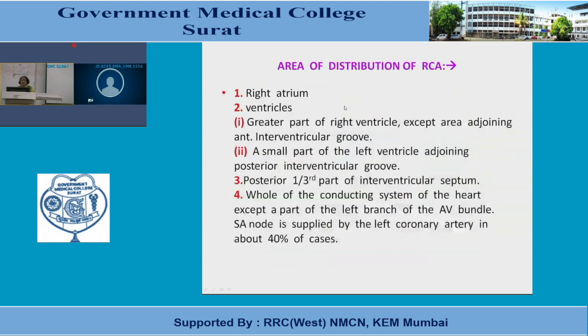Then the whole of the conducting system of the heart, except a part of the left branch of the AV bundle, and the SA node, is supplied by the right coronary artery in about 60% of cases.